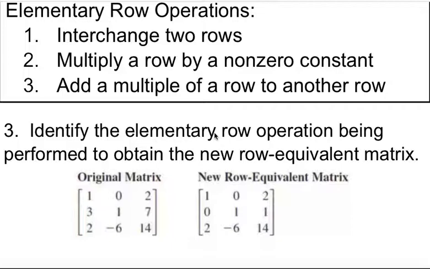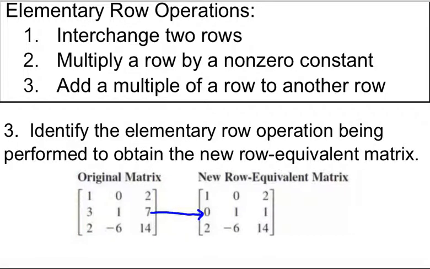On number 3, we want to find the row operation that's being performed. So what happened from the original matrix to the new one to change it? Take a look at row 1: 1, 0, 2, 1, 0, 2. That did not change. Second row: 3, 1, 7, 2, 0, 1, 1. That obviously did change, so we'll come back to that. Third row: 2, negative 6, 14, 2, negative 6, 14. That didn't change. So the only change happened from here to here.